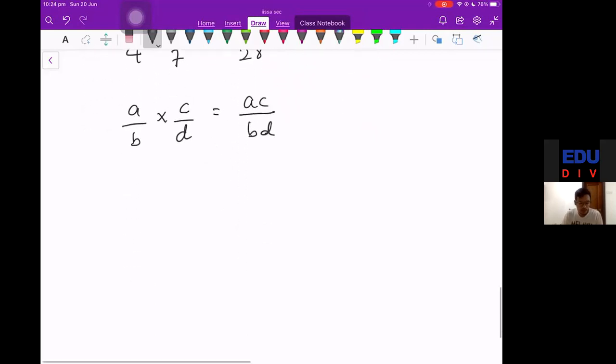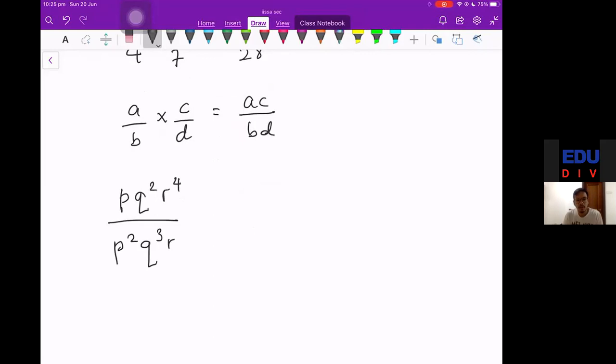Let's do some examples. Let's say we have an expression, PQ squared R to the power 4 over P squared Q cubed R.